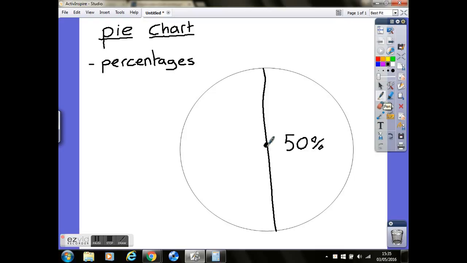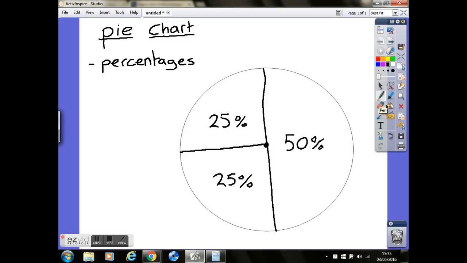If we cut this 50% into 2 bits, we've now got 25% in each of these. So you can kind of see a pie chart almost coming together already. Now, a couple of issues that we have is if we were looking for 10%, how do we split this up into 10 different sections? And it can be quite tricky at first.